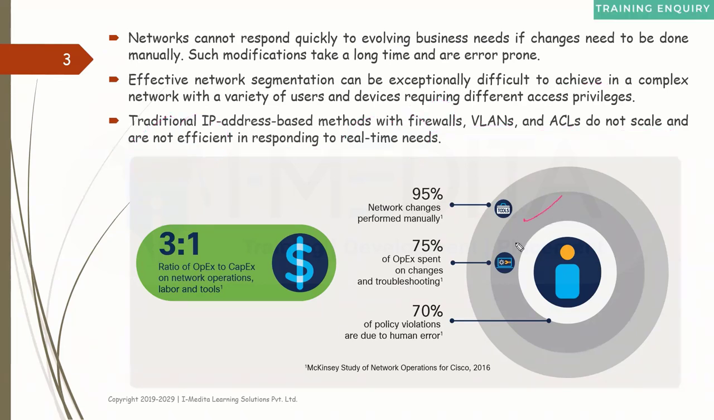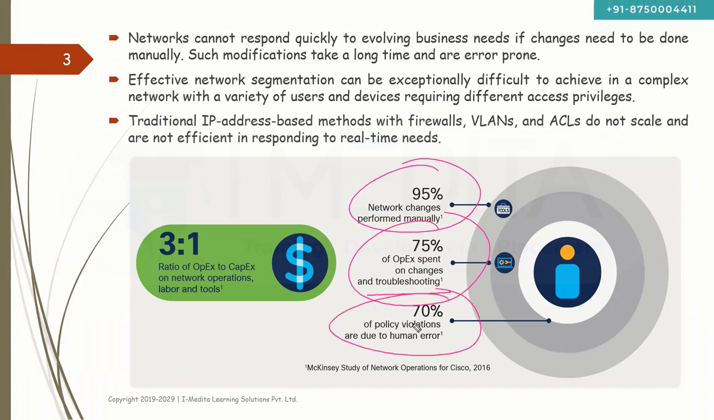As per a simple report, 95% of network changes are performed manually. 75% of operational expenses is spent on changes and troubleshooting. 70% of policy violations are due to human errors. The ratio of operational expenses versus capital expenses on network operation, labor and tools is approximately 3:1. We are spending more time and more money on managing and troubleshooting the network, on tools and labor.